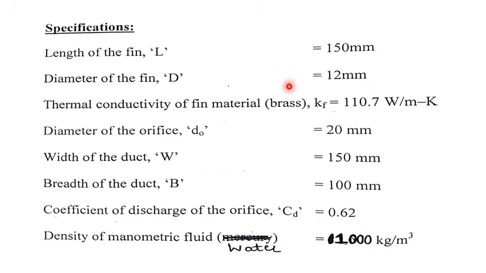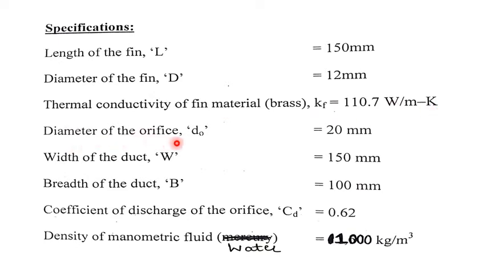Before conducting, we will go through the specifications. The length of the fin, L, is 150 mm. The diameter of the fin, D, is 12 mm. For the thermal conductivity, the fin material here is brass, which is 110.7 watt per meter Kelvin.